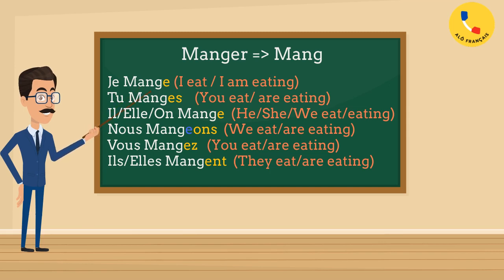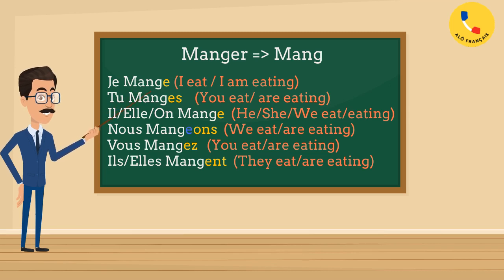Now you are going to add the same endings as we had in ER ending verbs: E, ES, E, ONS, EZ and ENT. There is no change. But you can see in the first person plural, which is we, there is something written extra, which is the letter E in the blue color. So this blue color E can represent that there is a small change. But why have we put this extra E? So let me tell you guys that this extra E is helping us to maintain a better pronunciation.